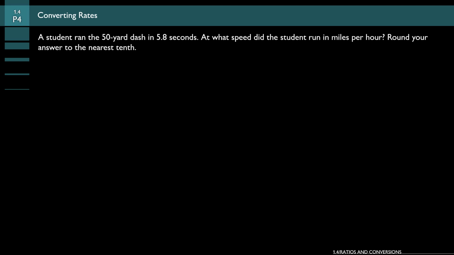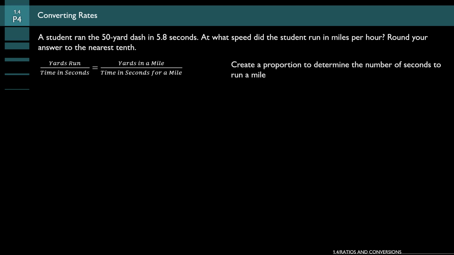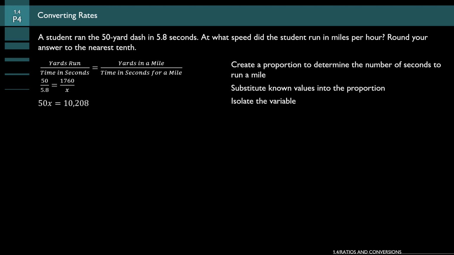So the first thing that we're going to do here is set up a proportion. We're going to go yards run over time in seconds equals the yards in a mile over the time in seconds for a mile. Then we're going to substitute the known values into that proportion. So we're going to go 50 over 5.8 equals 1760 over x. The 1760 is the yards in a mile. Cross multiply, we get 50 times x equals 50x, and 5.8 times 1760 equals 10,208.